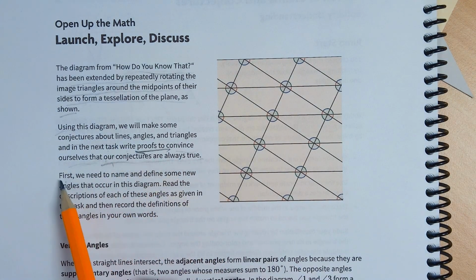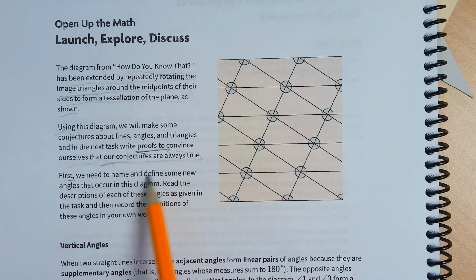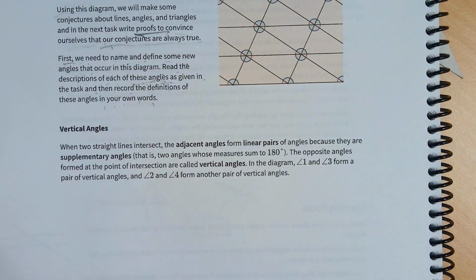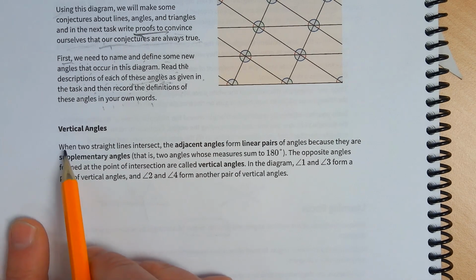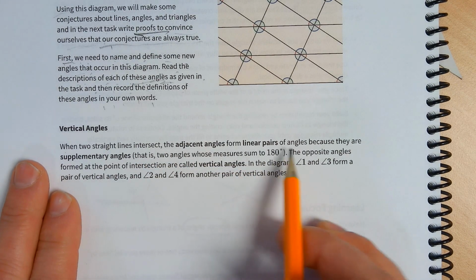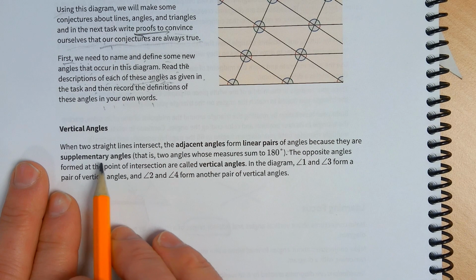Or in these cases, true. First, we need to name and define some new angles that occur in this diagram. Read the descriptions of each of these angles as given in the task, and then record the definitions of these angles in your own words. Because we're such an awesome geometry class, we already know about these things, but I think coming back from break in the new year, it's nice to do a little review. So we're just reviewing. When two straight lines intersect, the adjacent angles form linear pairs of angles because they are supplementary angles.